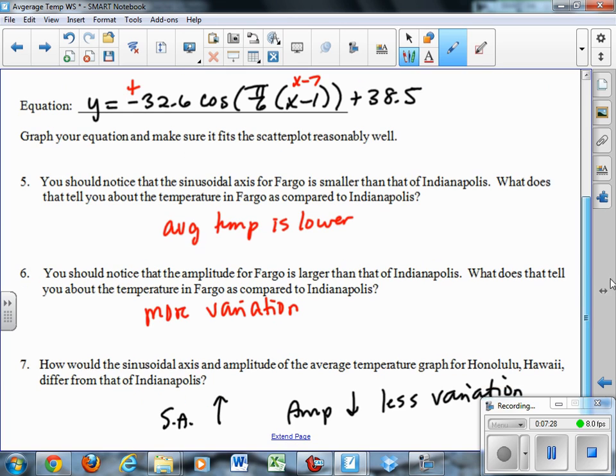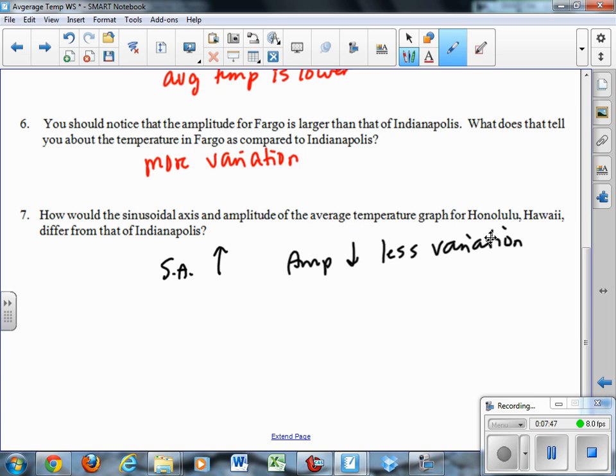Notice that we have a lower sinusoidal axis, so that means the average temperature is lower. But we have a larger amplitude, which means there's more variation in temperature. Actually, North Dakota is known for extremely hot and cold temperatures. What about if we were in Honolulu? Well, we would notice a higher sinusoidal axis because the average temperature is higher, but a lower amplitude because there would be less variation in the temperature.